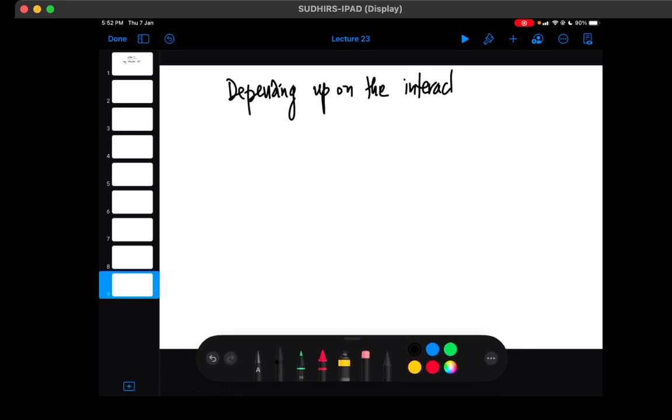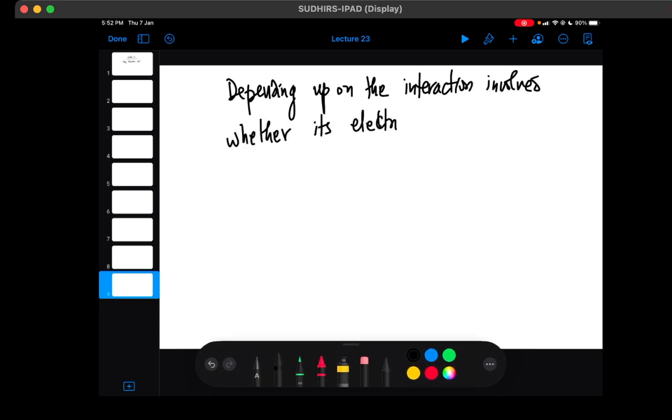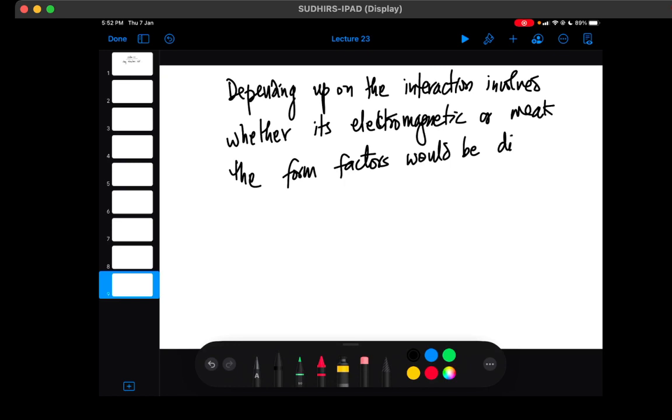whether it is electromagnetic or weak or anything else, other interactions, so the form factors would be different. These form factors are essentially things which take care of our unknown knowledge about how the quarks are distributed inside a pion.